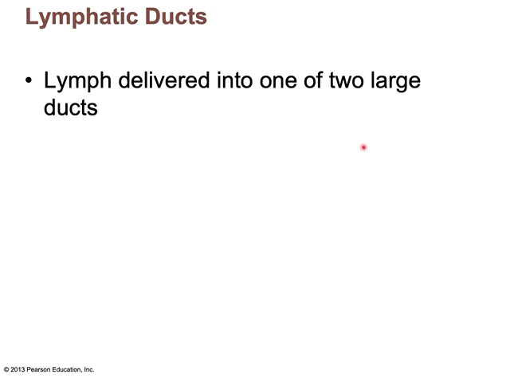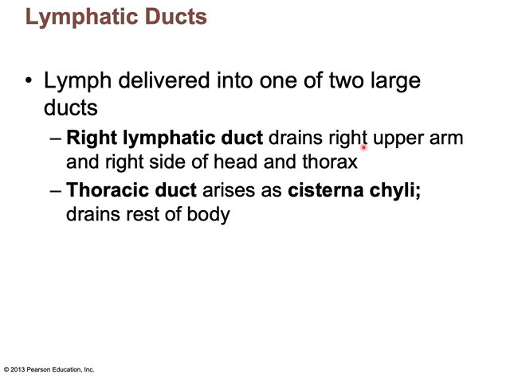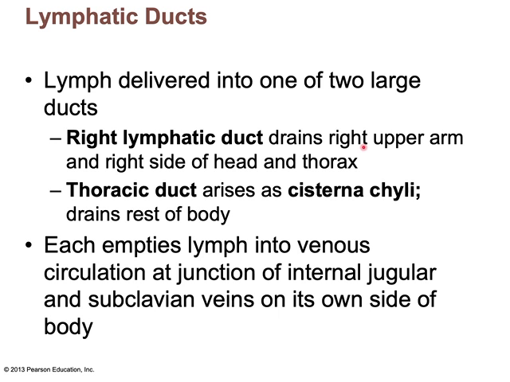Lymph is delivered into one of two large ducts. The right lymphatic duct drains the right upper arm and the right side of the head and the thorax, while the thoracic duct comes from the cisterna chyli, which is around the lumbar spine on the anterior aspect, and drains the rest of the body. So our lymphatic drainage is not symmetrical. Okay? Each empties lymph into a venous circulatory subclavian vein, on its own side of the body.